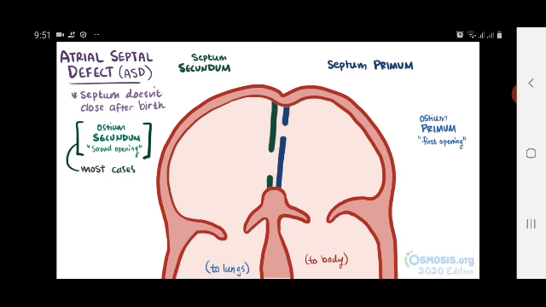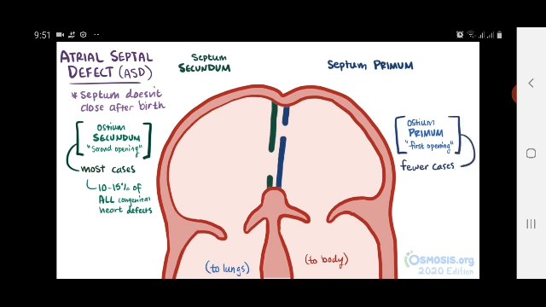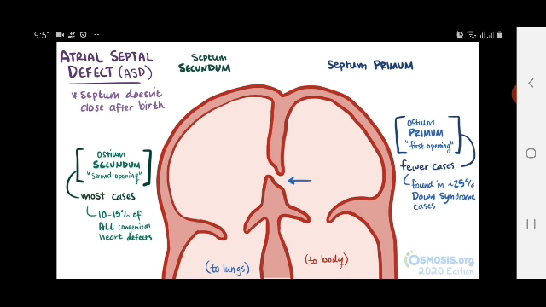Most ASD cases are due to the ostium secundum, which can happen when the secundum septum doesn't grow enough during development. This actually accounts for about 10 to 15% of all congenital heart defects and is the most common congenital heart defect in adults. Fewer ASD cases are due to the ostium primum, where the first opening, or ostium primum, doesn't make it all the way down, again leaving an opening between the right and left atria. This primum type of congenital defect is found in around 25% of patients with Down syndrome. Atrial septal defects, in general, are also commonly associated with fetal alcohol syndrome.